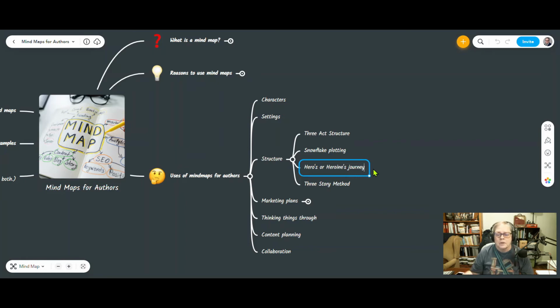There we go. A 3-story method. You could do all of those things or none of them, just depending on who you are and what you like to do.